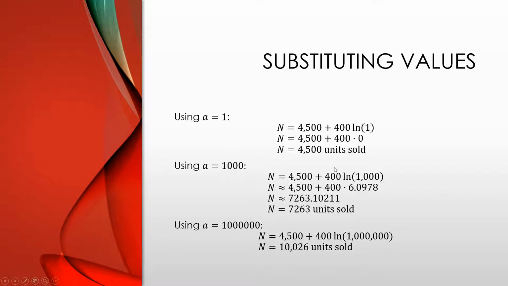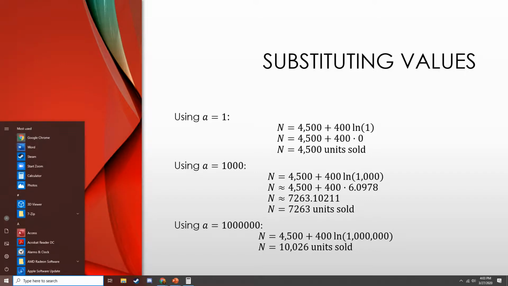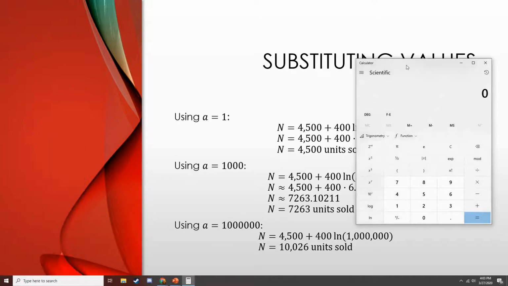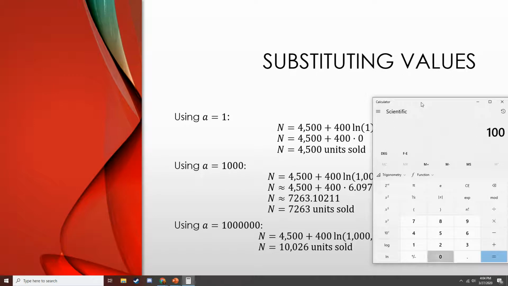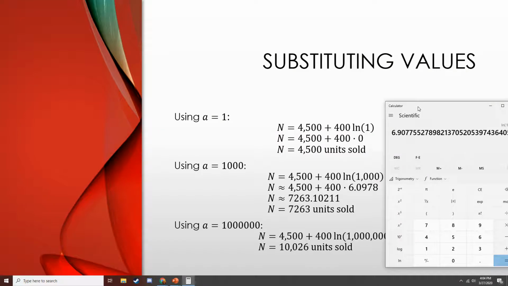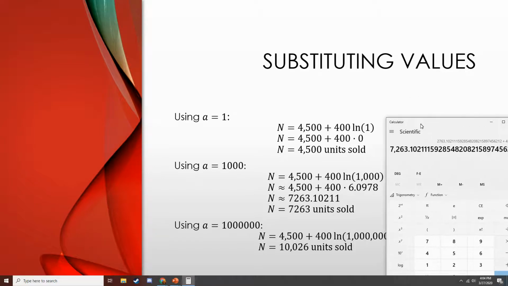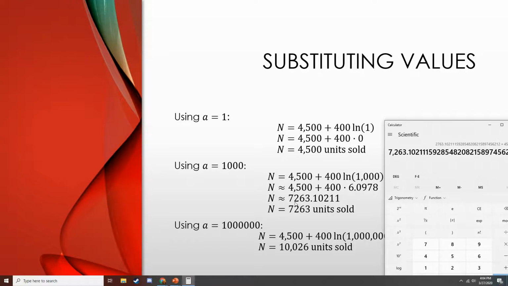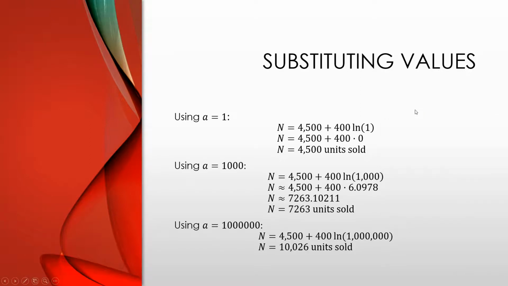If I spend $1,000, 1,000 goes in for A. I will need a little bit of help running that computation, right? So the natural log of 1,000 is about 6.9, etc. I then multiply that by 400, because that's what my equation dictates. Add 4,500 to that, and I get 7,263.10211. And if you're like some of my students, you'll stop there.